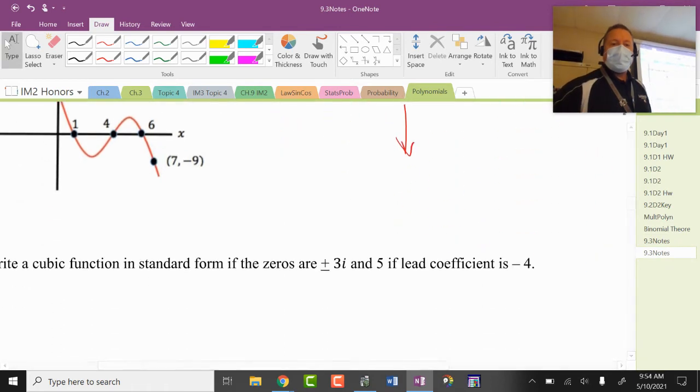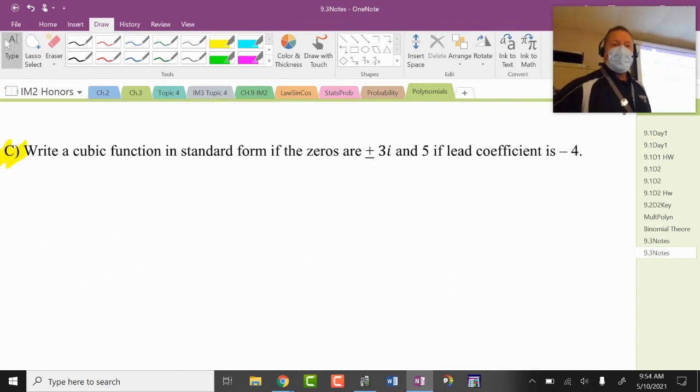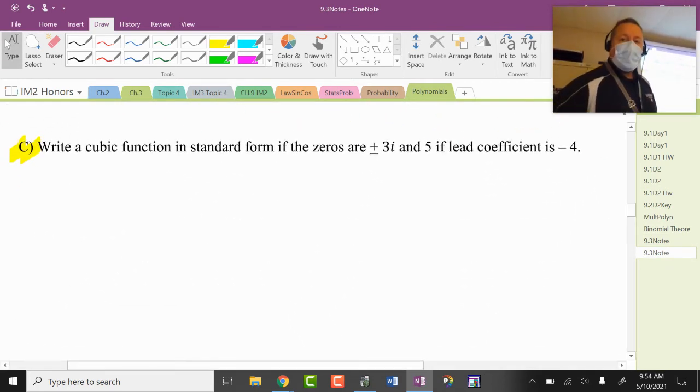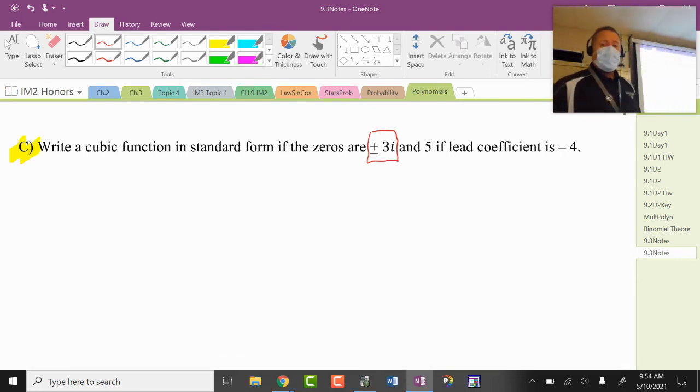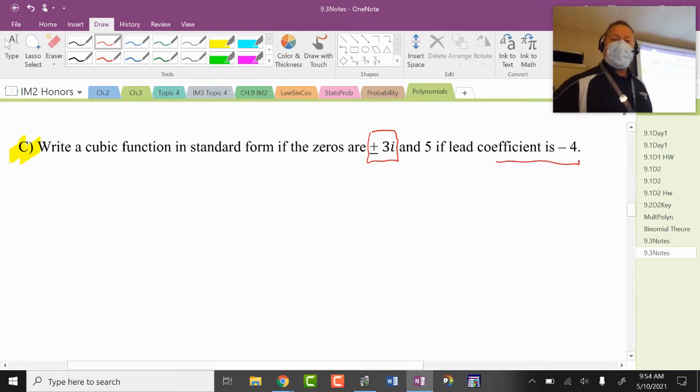Little review on i numbers. And notice how that comes in what I would call a conjugate pair. Plus 3i is a 0 and minus 3i is a 0. Now, this one I definitely last hour did cover in full. And it does have a leading coefficient of negative 4, and it says put it in standard form. Now we're going to have to multiply out.